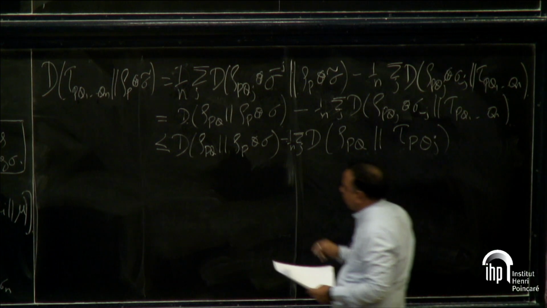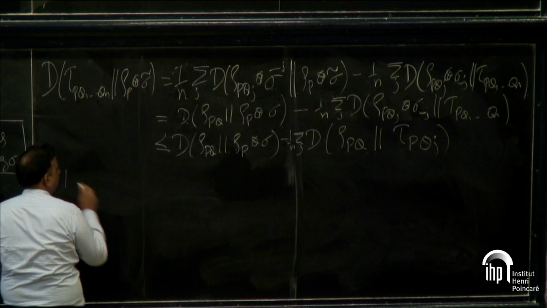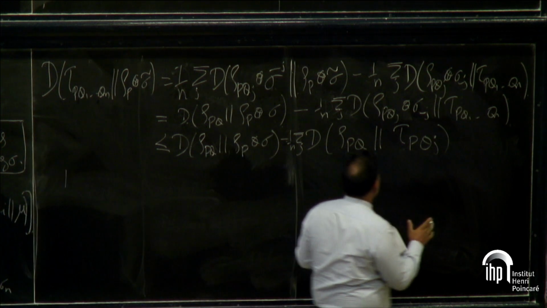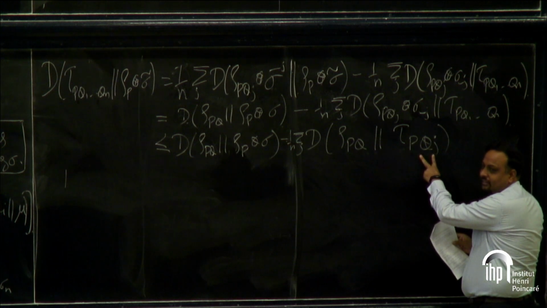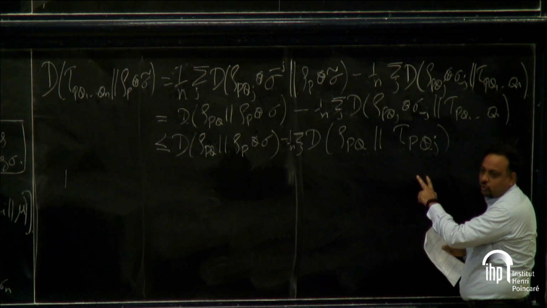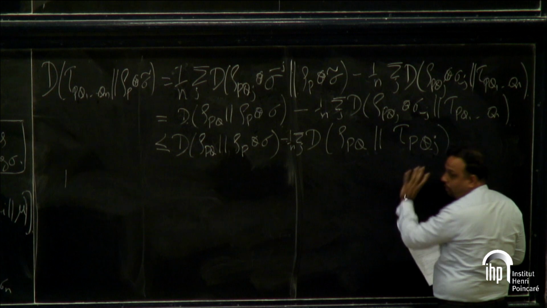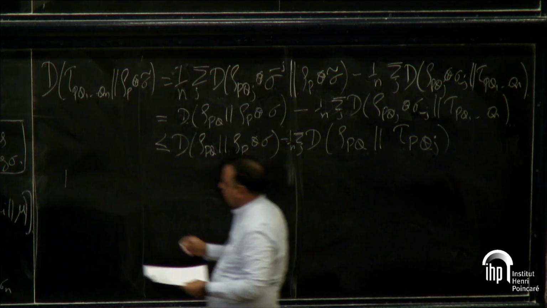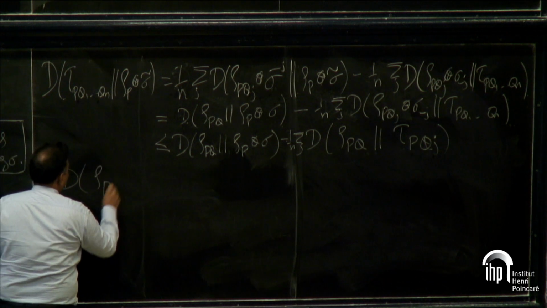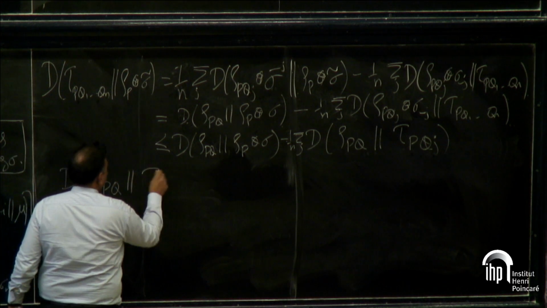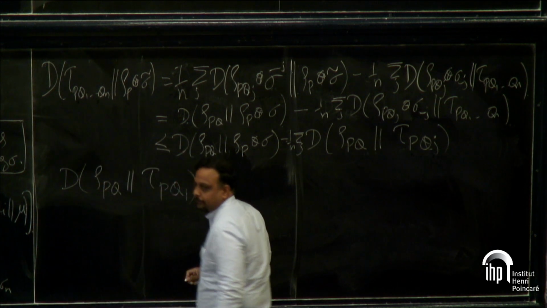Okay, so now let's analyze what this quantity is. From symmetry of things, we can see that this tau_{PQ_j} is actually the same for every j, so therefore it's essentially just one term here. But let's analyze rho_{PQ} with tau_{PQ_1}. What is that?